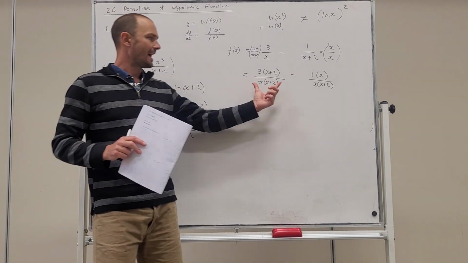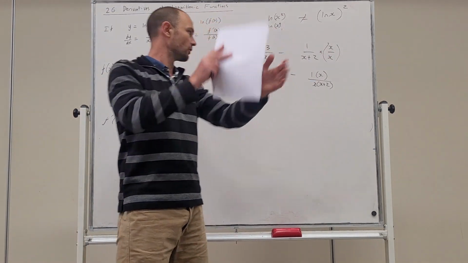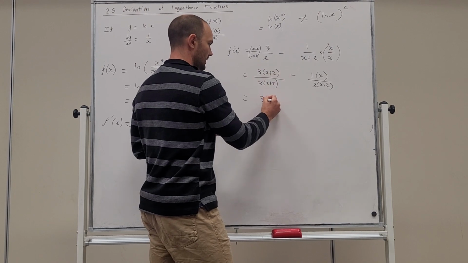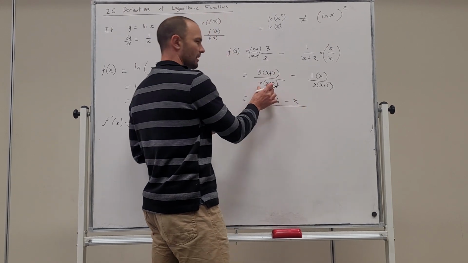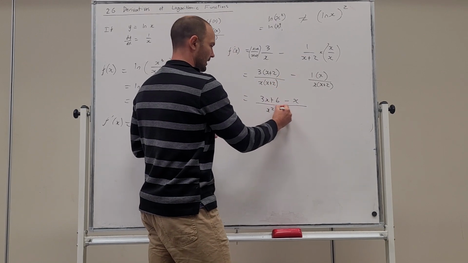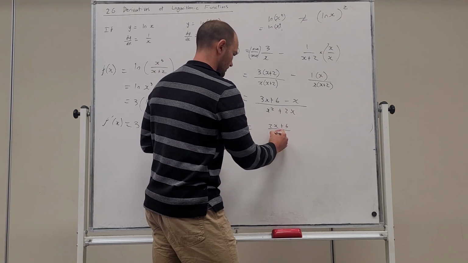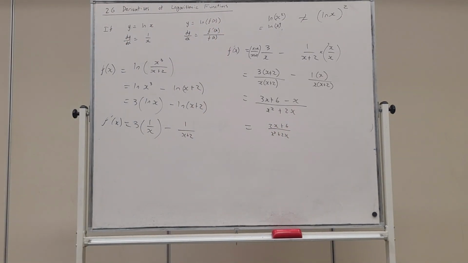So, they have the same denominator, so we can bring them together over that same denominator, right? So we have 3x plus 6, I'll expand it now, 3x plus 6, take away x, all on top of, and I'm even going to expand the denominator, x squared plus 2x, and this gives us 2x plus 6 on top of x squared plus 2x, which is what it said to show that the derivative is.